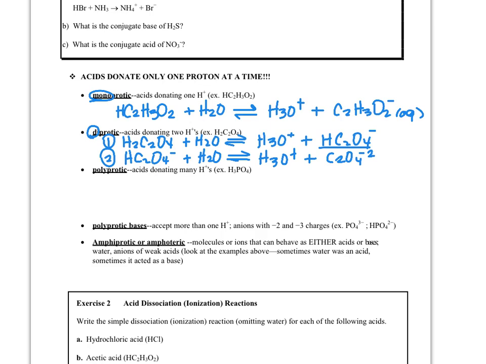If it was polyprotic, so polyprotic can be donating as many hydrogens as it has, which means lots of hydrogens. So a good example of this one, of course, is phosphoric acid, because phosphoric acid has 3.